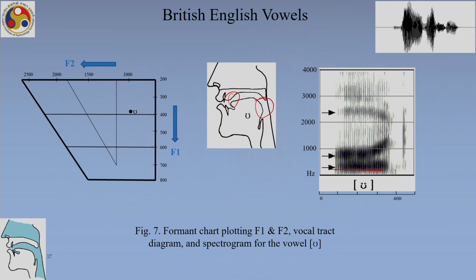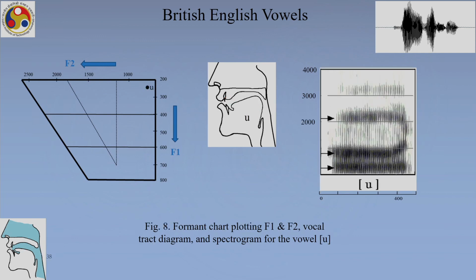Now what happens when that happens? You will see that the two formants are very close to each other. And now this is the highest back vowel. For the production of U, again we see that the F1 is low because it is a high vowel, and F2 is around 1000 hertz because it is a back vowel.